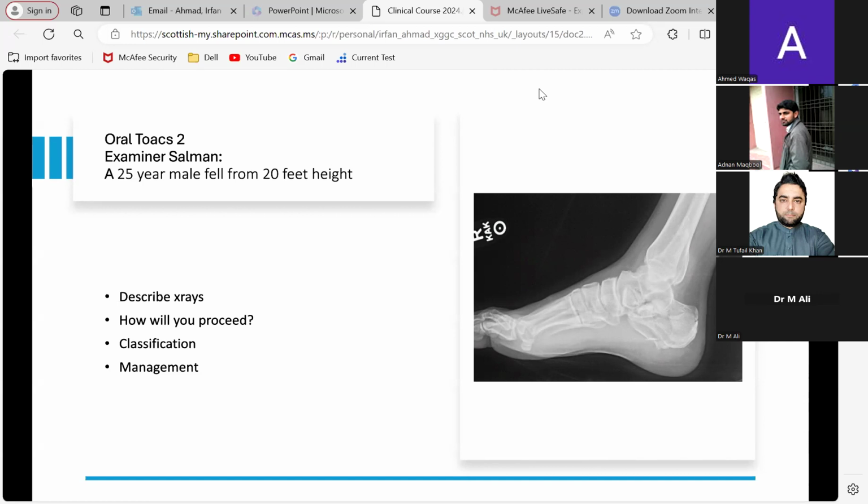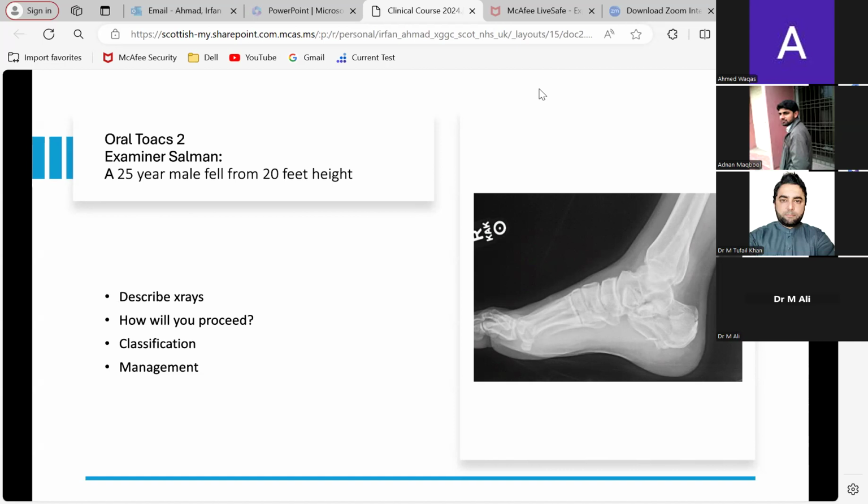Do you know any classification for calcaneum fracture? Yes, sir. There are two classification systems. One is the Essex-Lopresti classification, which defines the fracture as a tongue type or a joint depression type. Another is the Sanders classification, which is based on the coronal view of the CT scan, and it has been classified into type 1, type 2, type 3, and type 4.